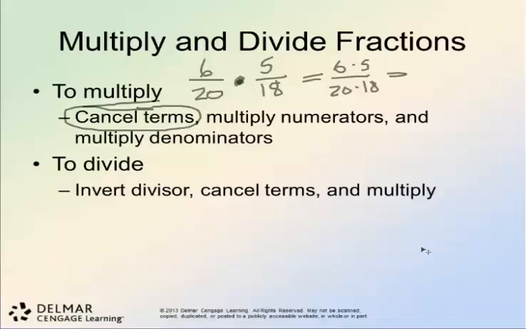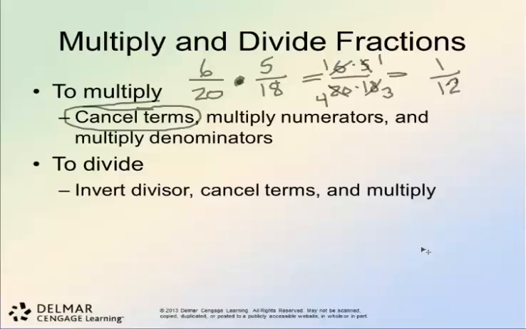Now quickly notice that 6 and 18 have a common factor of 6. So if we divide by 6, we get 1. Divide by 6, we get 3. So 6 over 18 is equivalent to 1 over 3. We just reduced it. And 5 and 20 both have a factor of 5 in common. So divide the numerator by 5, you get 1. Divide the denominator by 5, you get 4. Then if you multiply straight across, you get 1 over 12, because 4 times 3 is 12.